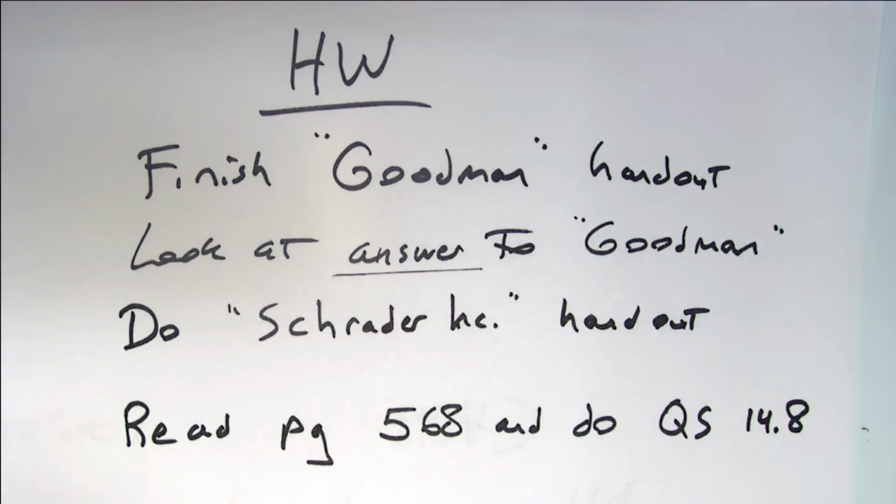All right, so what I want everybody to do for homework is the following. I want you to finish the Goodman handout if you haven't done that, and then look at the answer to the Goodman. And then I want you to do that last handout in the bond packet, which I think is Schrader Inc. Is that correct? Schrader Inc. handout. Do both of those pages. And then I want you to read page 568 in your textbook and do Quick Study 14.8. That'll take you about a minute. Okay? So that's the homework I want you to do for next time. You can come off that if you would for me.